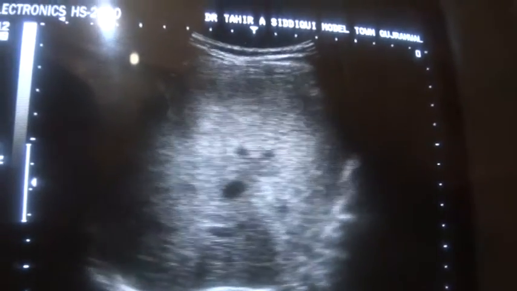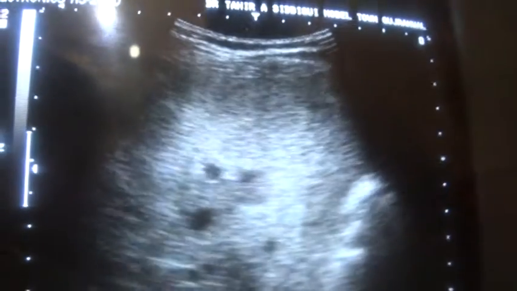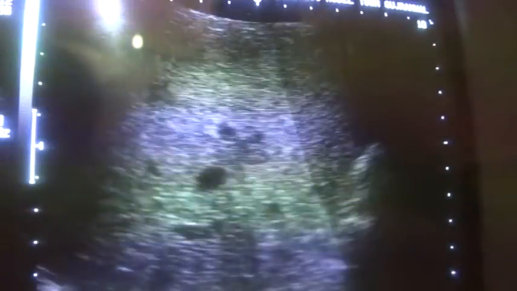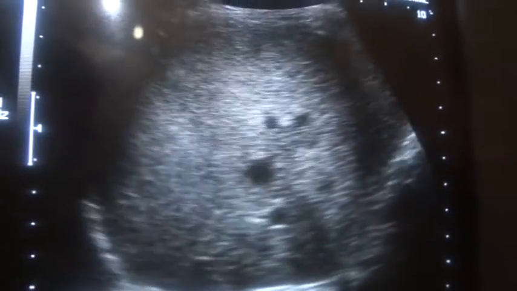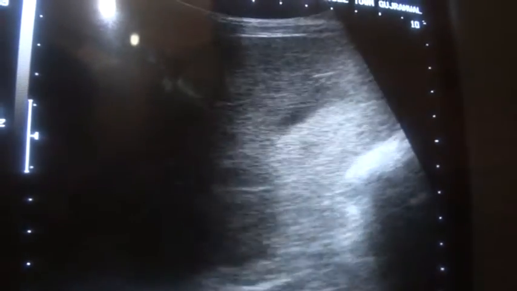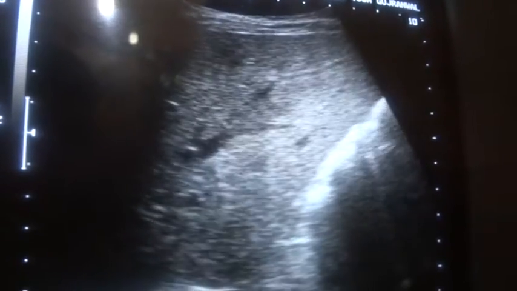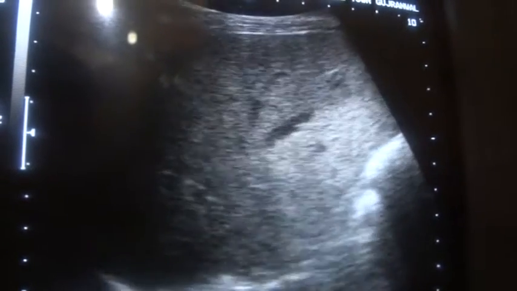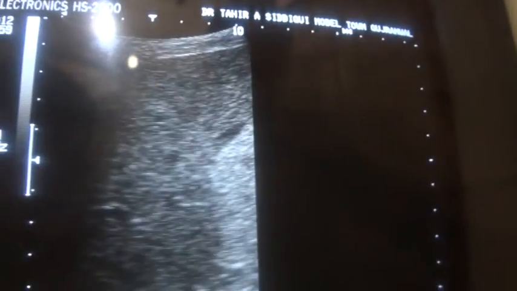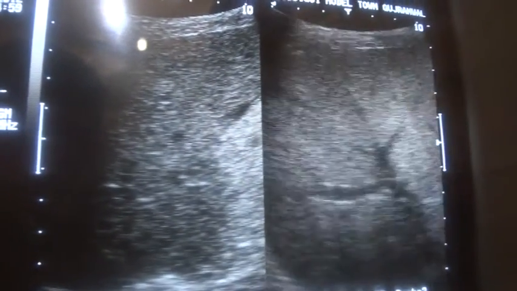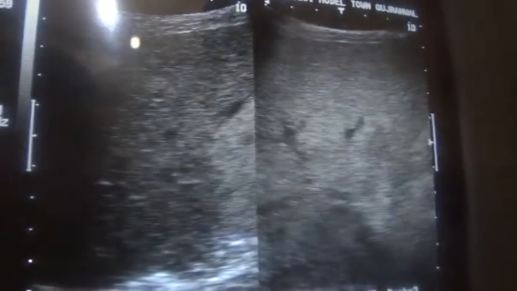Can you make out the difference between the echogenicity and brightness of this liver? This is the right lobe of the liver. And this is the left lobe of the liver.